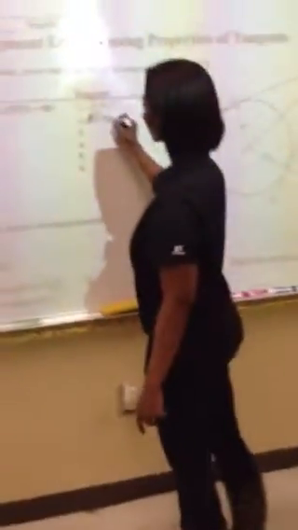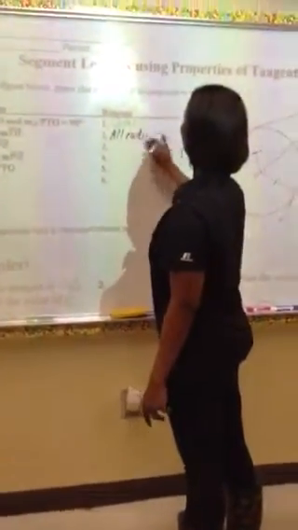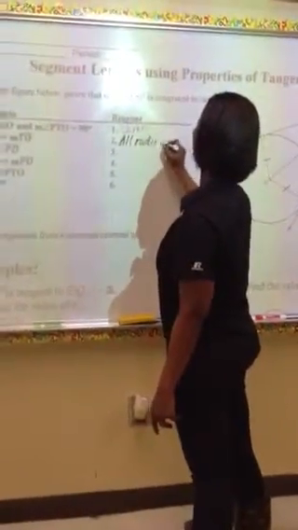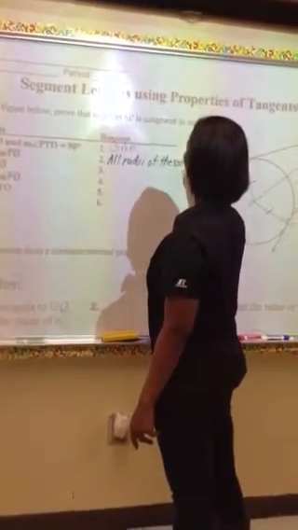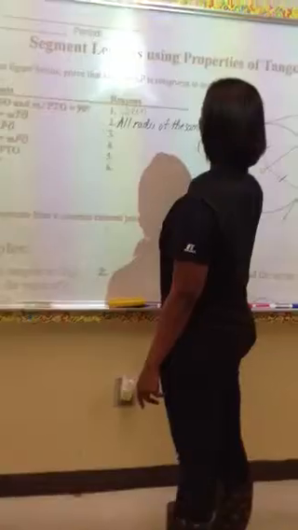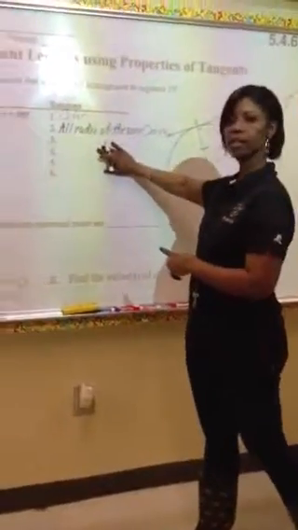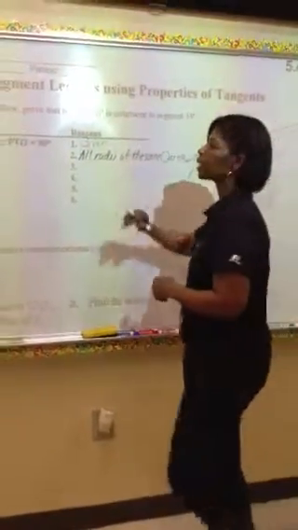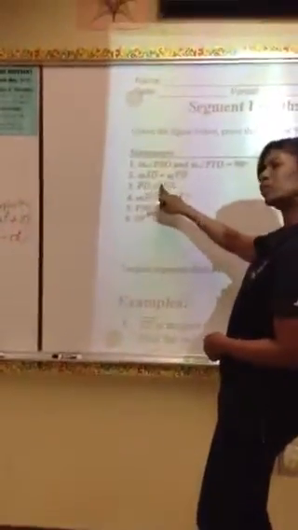All radii of the same circle are congruent. Okay? Likewise, we can also show at step 3 that segment PO is congruent to itself.